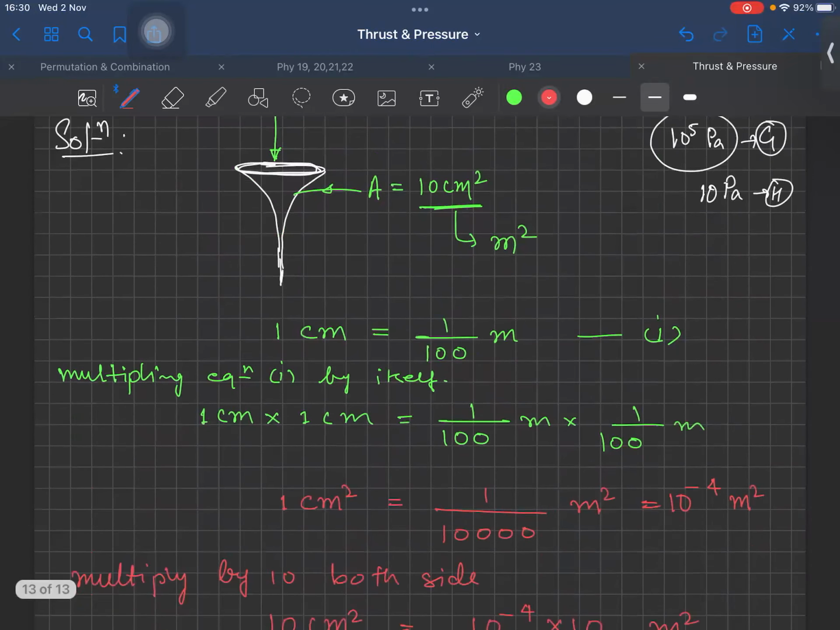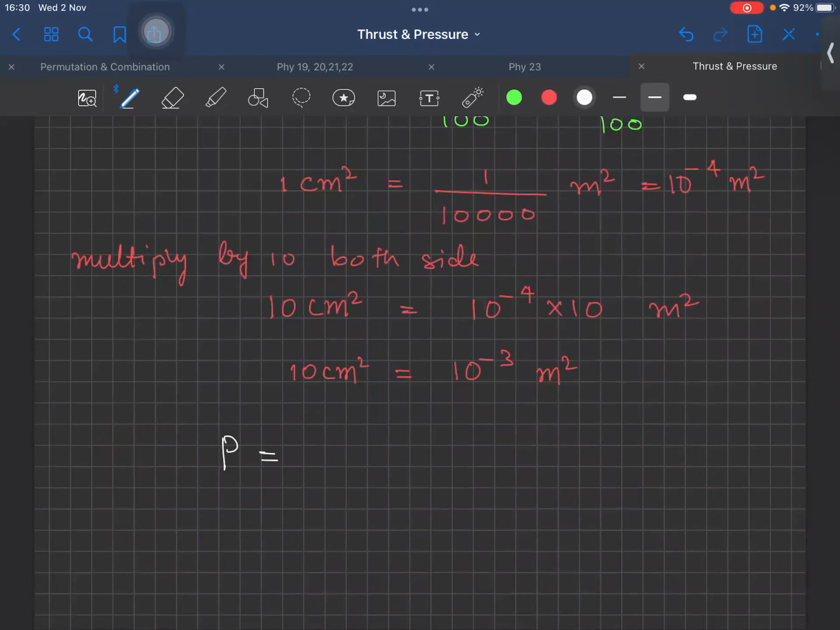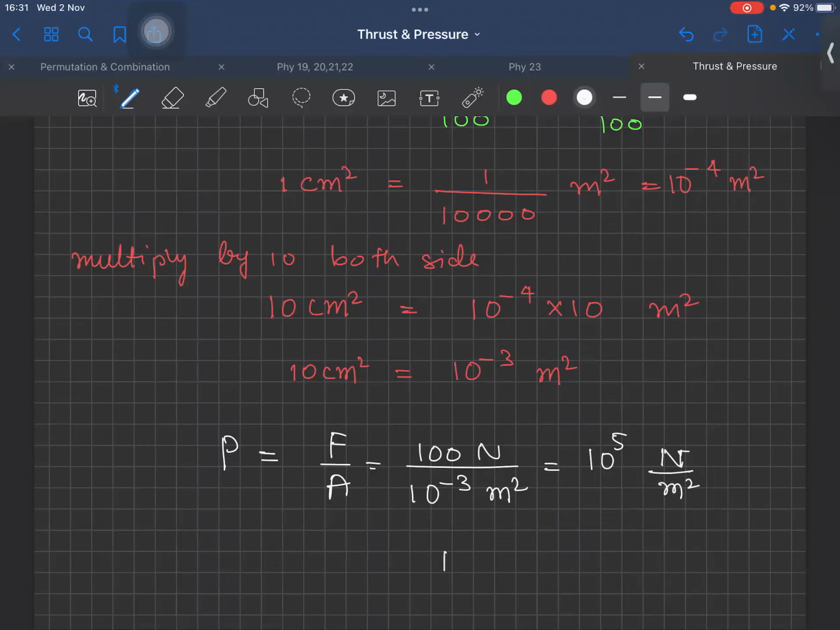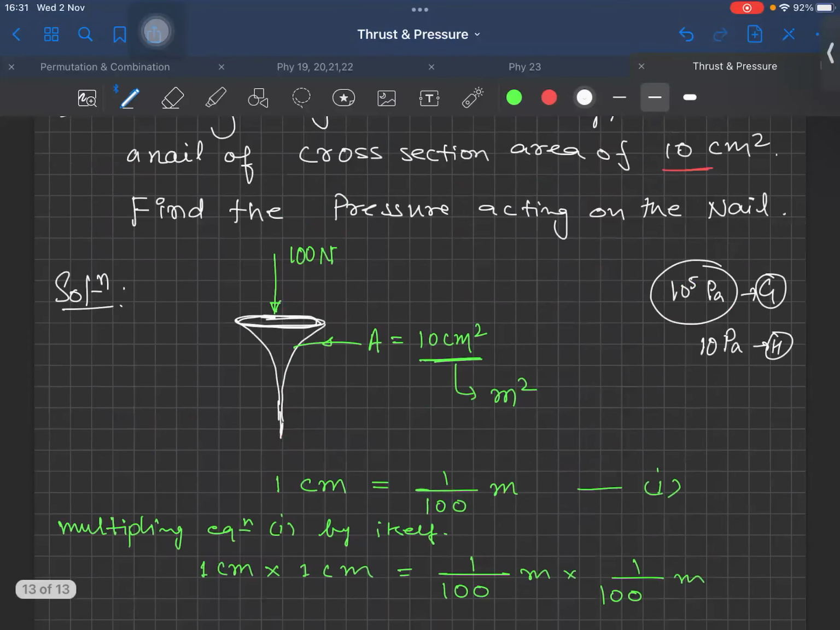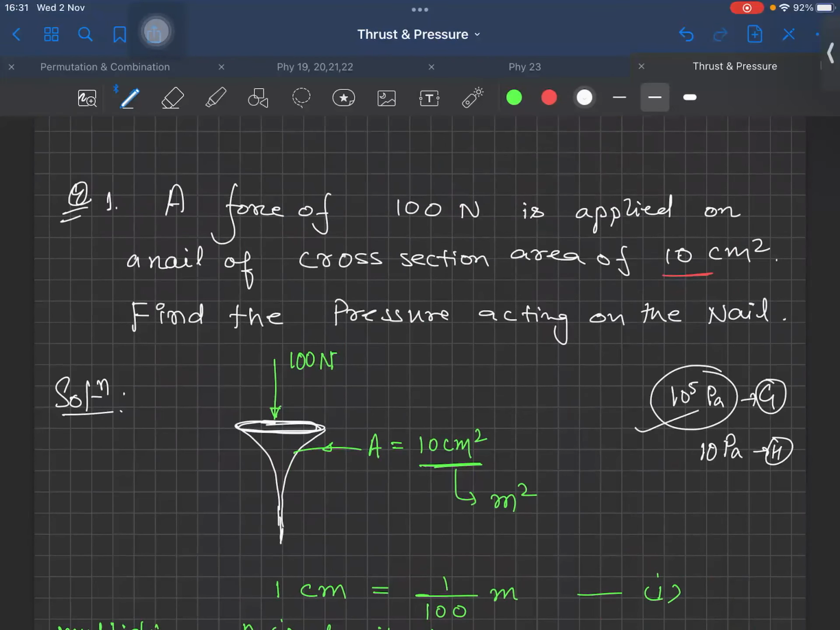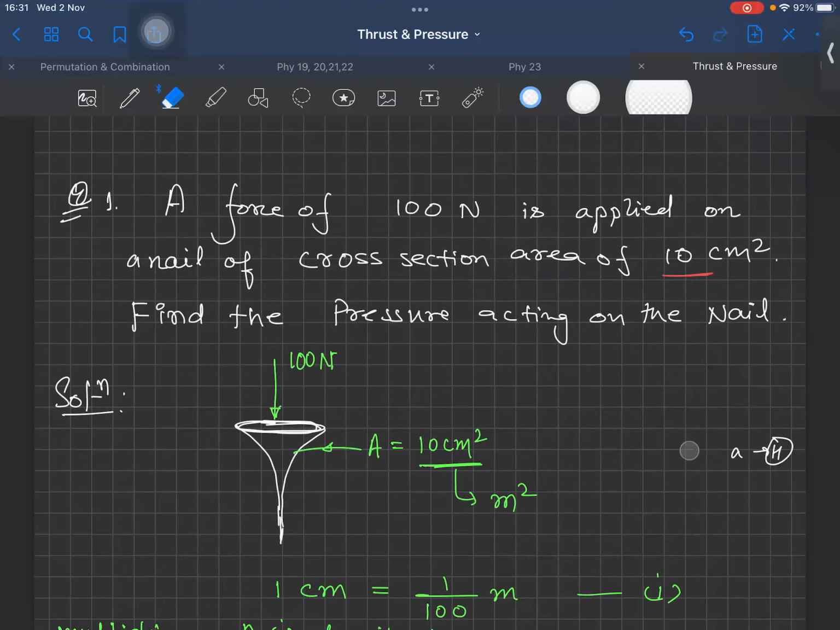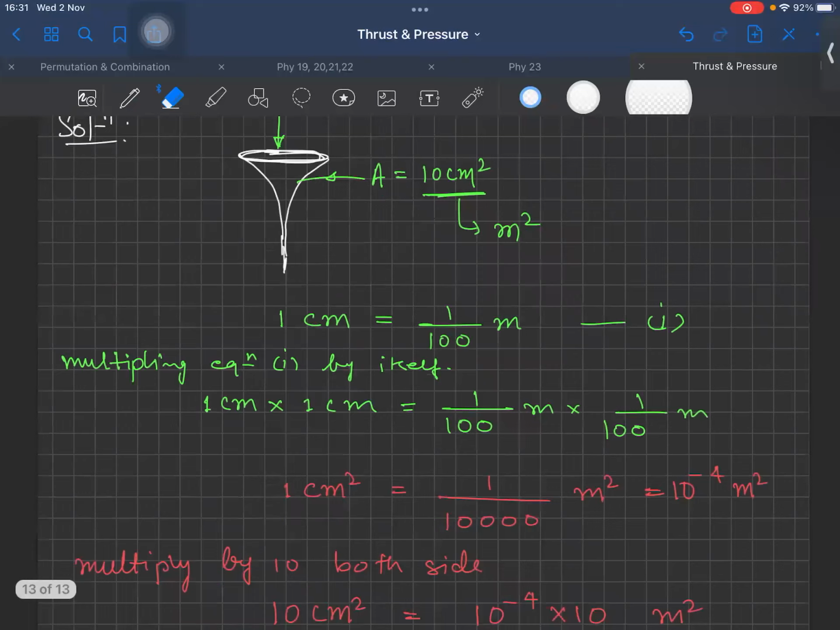Now we have got our area. Now we can find pressure. So pressure is equal to force upon area. Force is 100 Newton and area is 10 to the power of -3 meters square. So this will be equal to 10 to the power of 5 Newton per meter square, or you can also write P is equal to 10 to the power of 5 Pascal. Got it? Understood? Yes, sir. So 10 to the power of 5 Pascal is correct. Ganesh, you have got the correct answer.